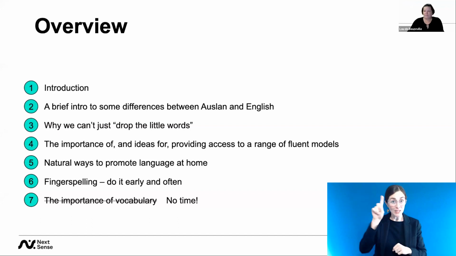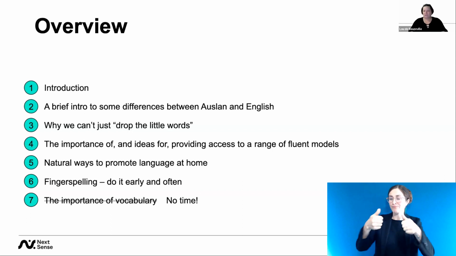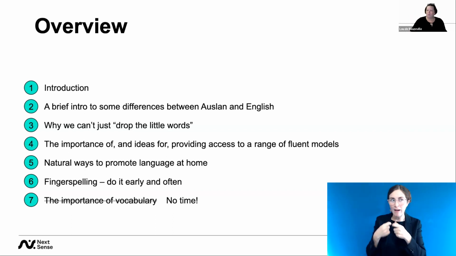Okay, so tonight I'll have a quick introduction and then explain a little bit about some differences between Auslan and English. I've just picked a few examples because of conversations I've had with parents in the past and some parent groups we have at Next Sense. There's been some misunderstandings about the structure of Auslan, so I thought I'd start with that and why you can't just drop the little words, which is something that I've heard more than once, like when you're trying to sign, you don't just drop the little English words.